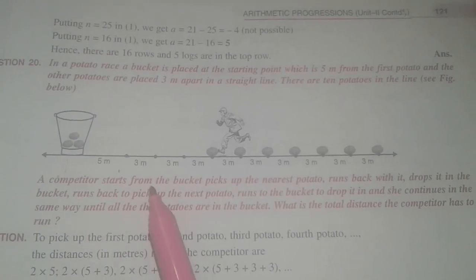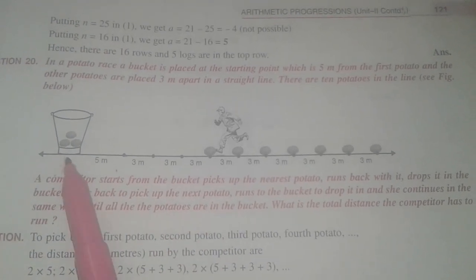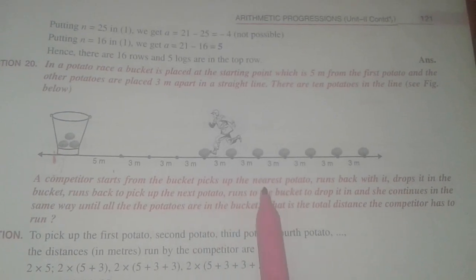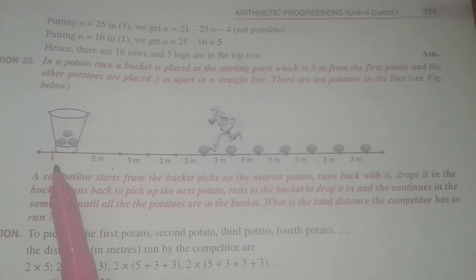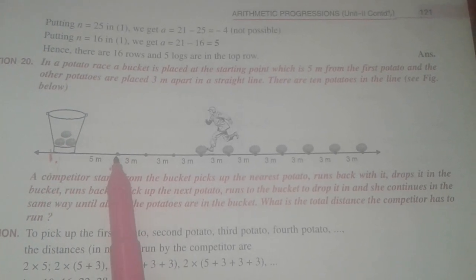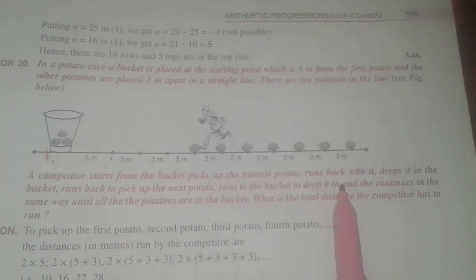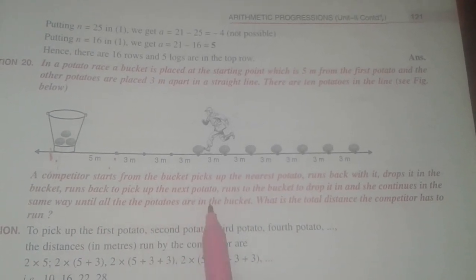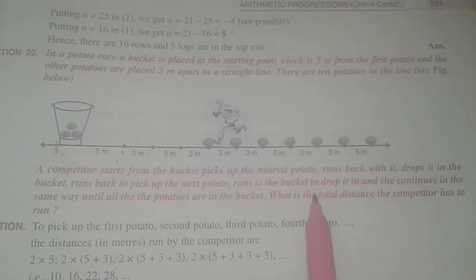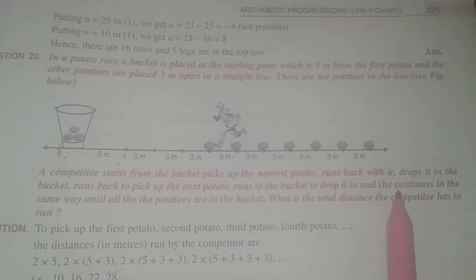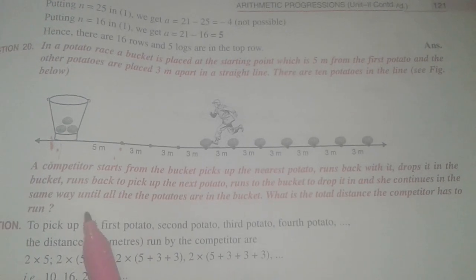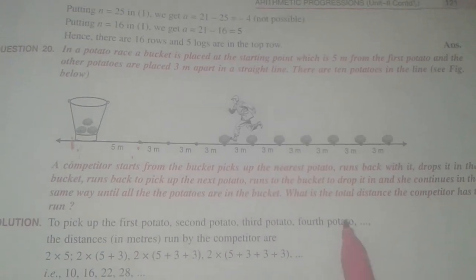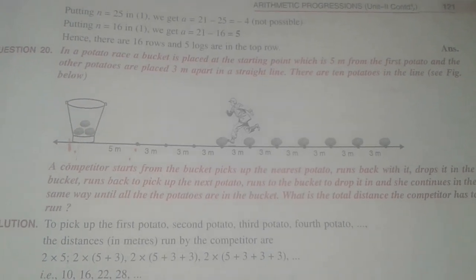A competitor starts from the bucket, means the competitor is standing here at the starting point, picks up the nearest potato. So which is the nearest potato? From here if you run, the first potato is the nearest potato. Runs back with it, drops it in the bucket, runs back to pick up the next potato, runs to the bucket to drop it in, and she continues in the same way until all the potatoes are in the bucket. What is the total distance the competitor has to run?